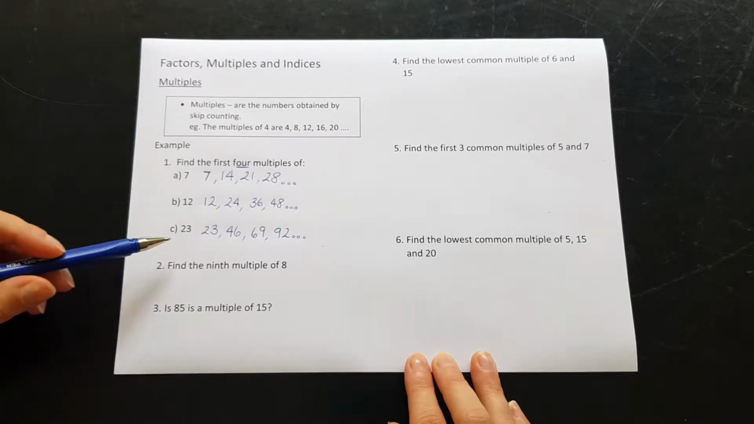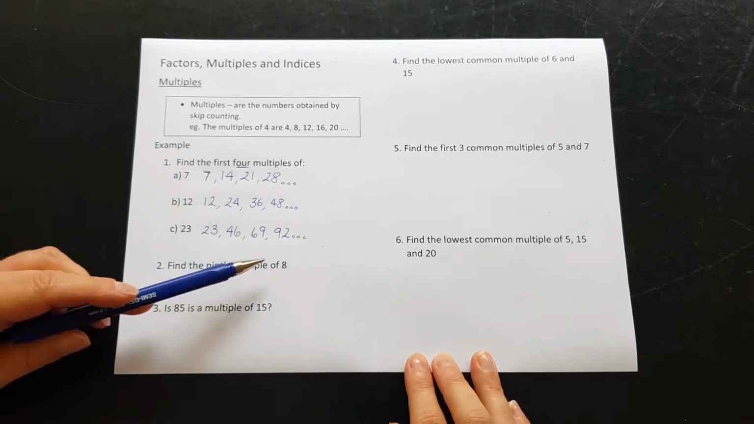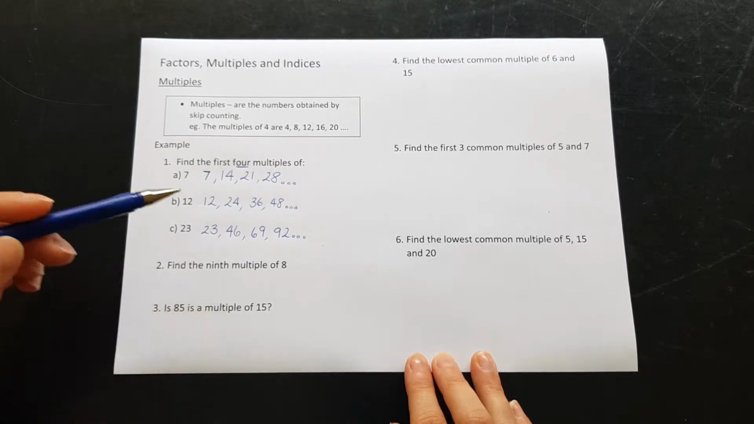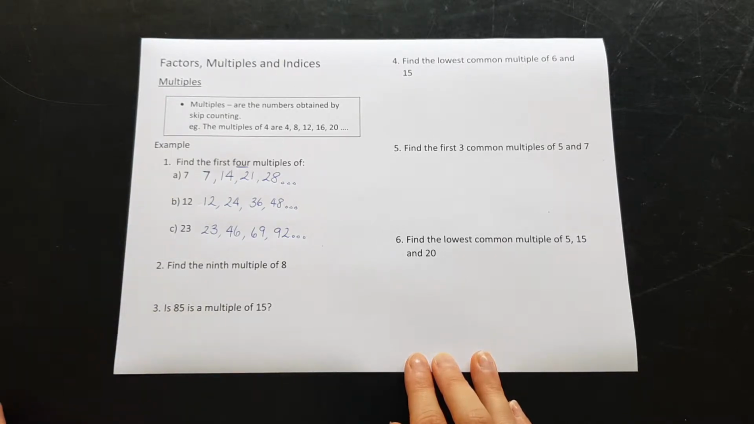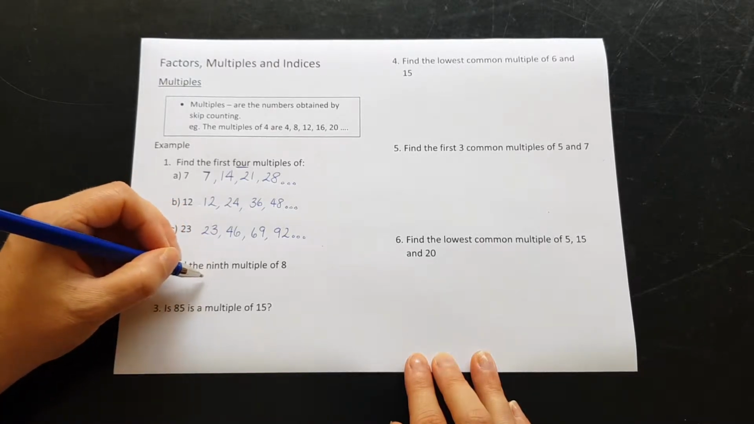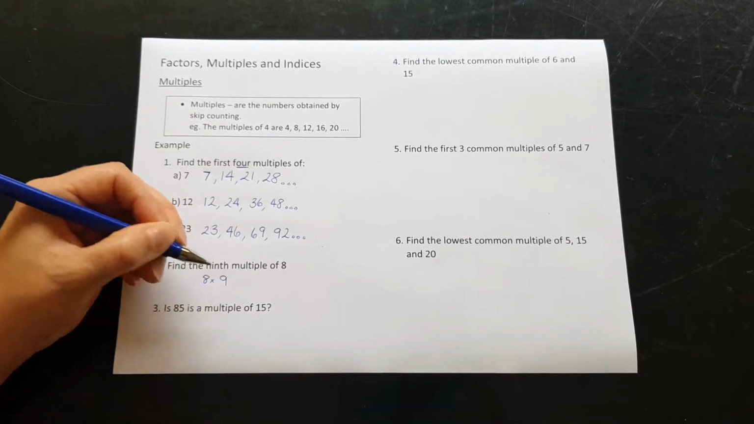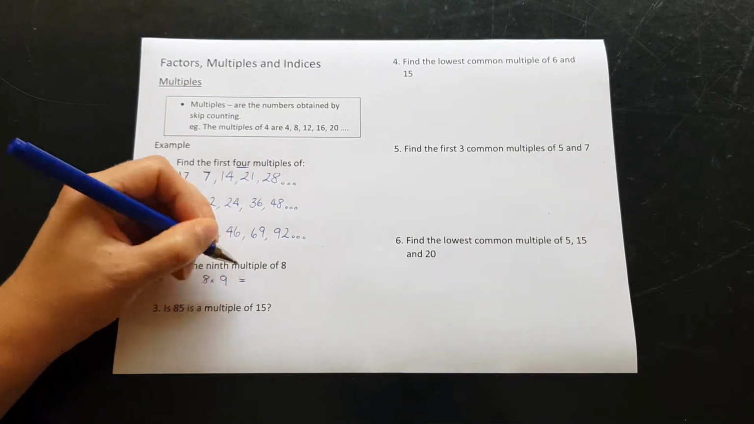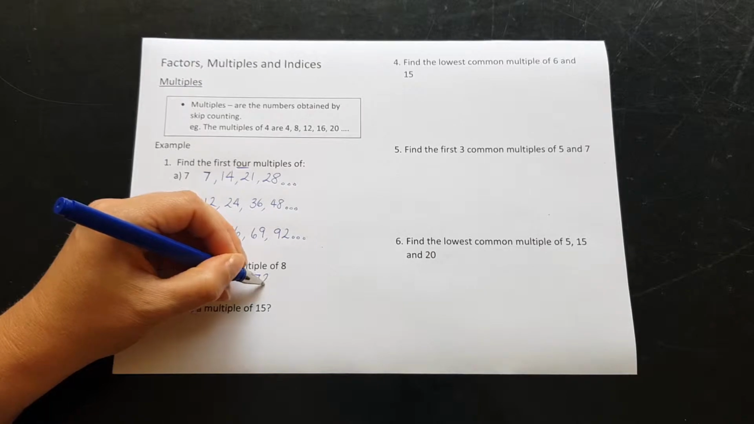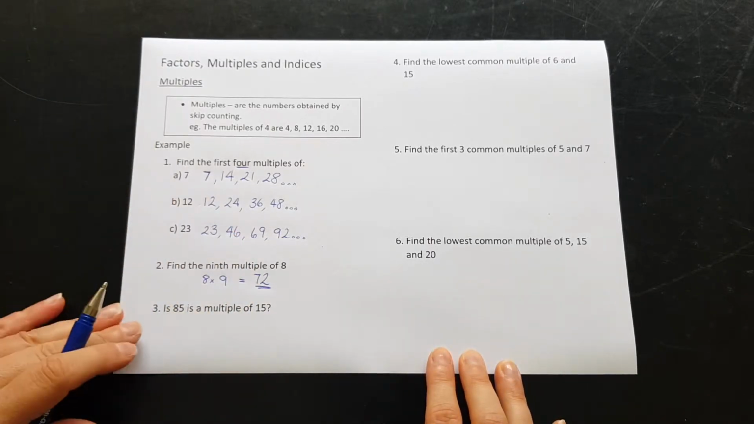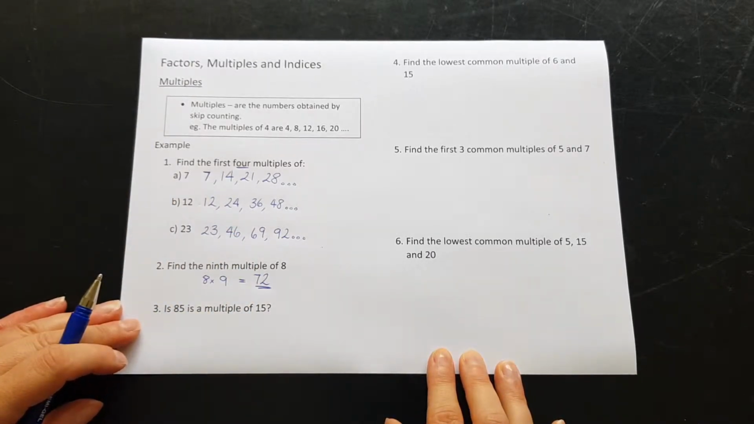For question 2, find the 9th multiple of 8. Well, we could sit here and write down all the 8 times tables up to the 9th one. Or the short way to do that is just to find out what 8 times 9 is equal to. And that, of course, is equal to 72. Okay, so the 9th multiple of 8 is 72.